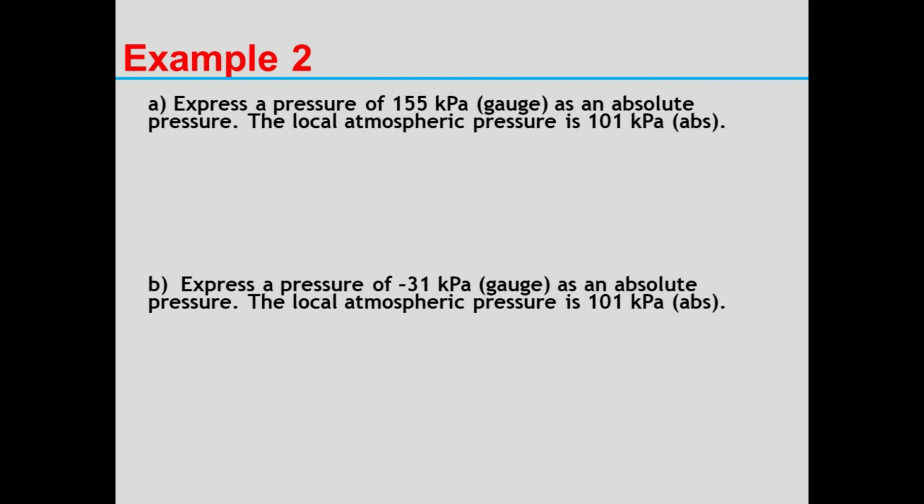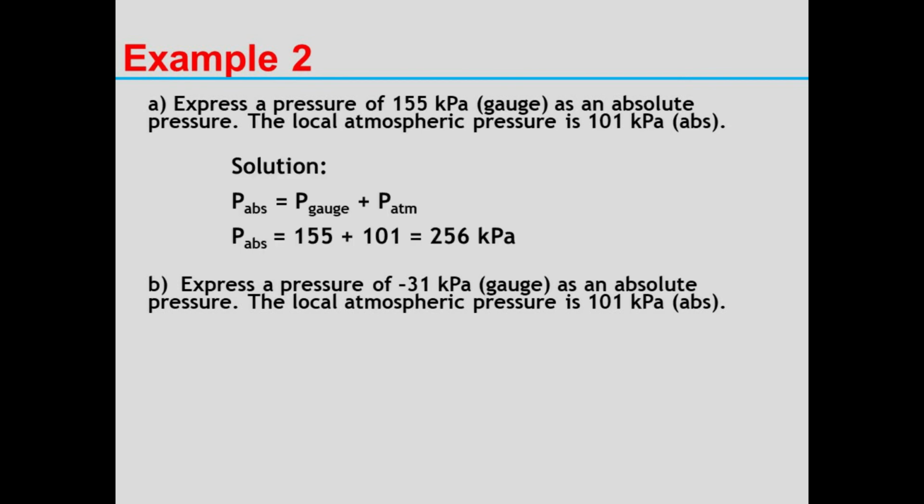Okay, we go to the second example. Express a pressure of 155 kilopascal gauge as an absolute pressure, where the local atmospheric pressure is 101 kilopascal. Okay, we got P gauge equal to 155 and P atmosphere equal to 101. So to get the P absolute is P gauge plus P ATM. Hence, the answer is 155 plus 101 equal to 256.